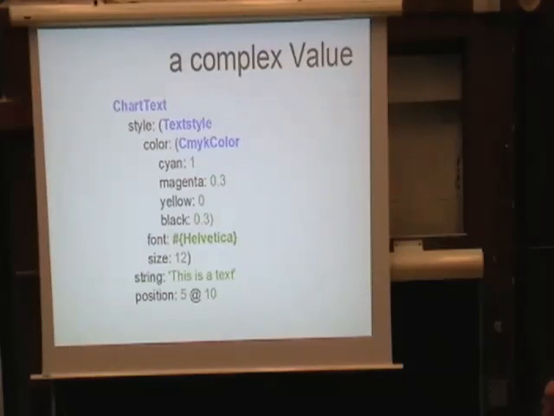You cannot distinguish, right? So this chart text with its style and its color, if you get one instance and you get another one, you shouldn't distinguish between the two. They're just values, just ordinary things. One more, okay? The last thing is it's just message sends, just Smalltalk. No magic, but Smalltalk supports all these nice things.